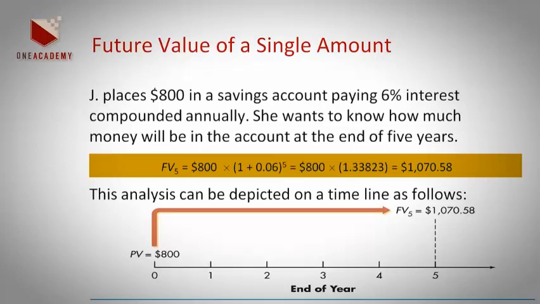And if we compute it, we will get the answer of $1,070.58. And this is the future value of the $800 we have today with this compounding.